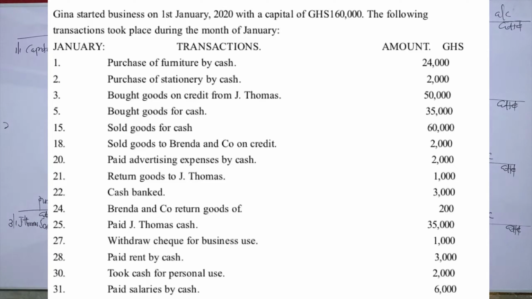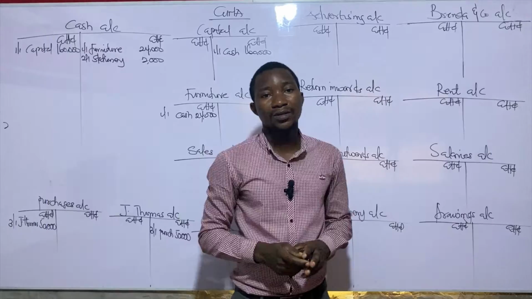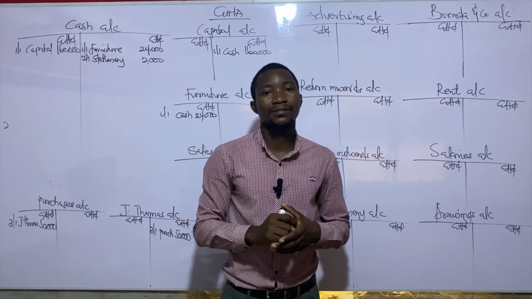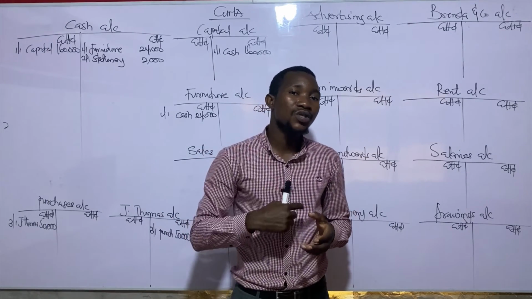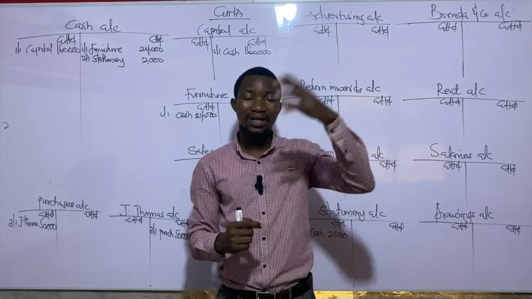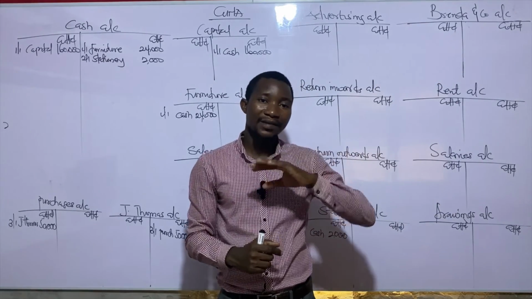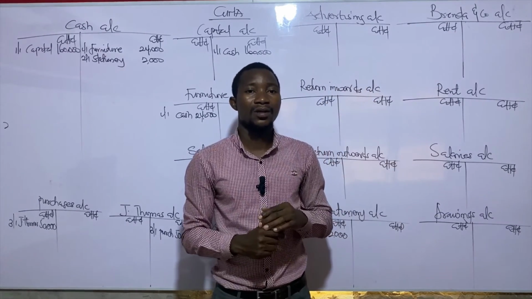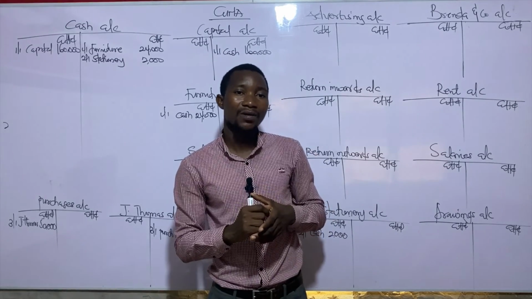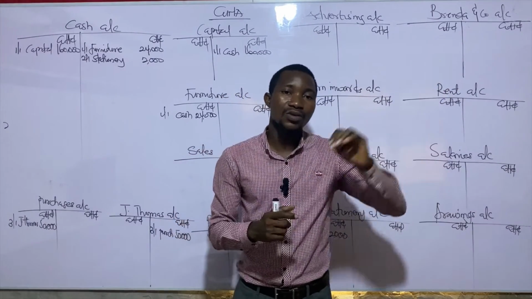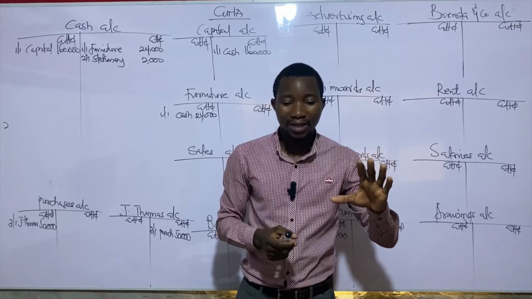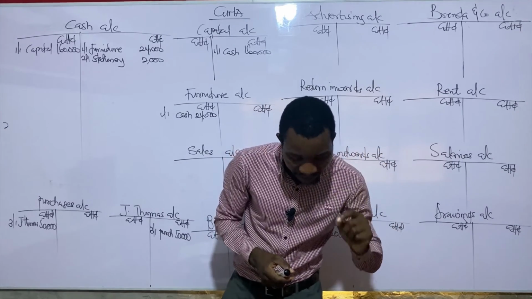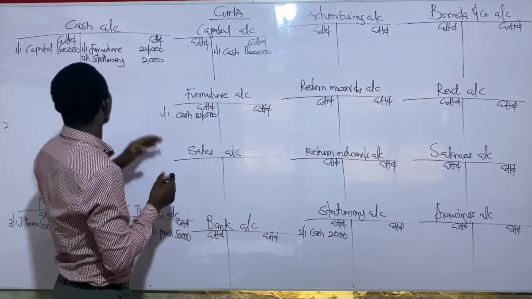Good. The next transaction was on the 5th. Bought goods for cash, 35,000. We bought goods for cash. So anytime we bought goods, what happens to our cash? Our cash is moving out of the business. There is an outflow of cash. So with the rule of real account, we credit what goes out. So our cash is going out as a result of what? Purchases. So we come to the cash account.